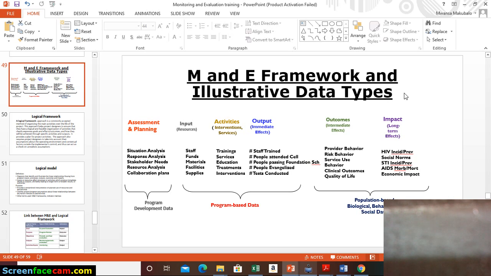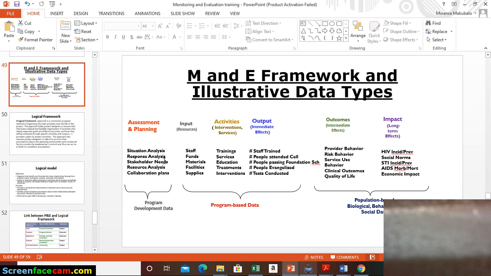All right, so M&E is something that you should have already conceptualized and you should have already done some kind of planning for. That is why, in our almost beginning slides, we talked about the difference between monitoring and the difference between evaluation. And we actually told you that you could do some kinds of analysis, a needs analysis or a baseline. So at the time of assessing, you either conduct a situation analysis, a response analysis, stakeholder needs, resource analysis, collaboration plans. Okay, so it's going to sit in a framework, but the framework should have already been planned.